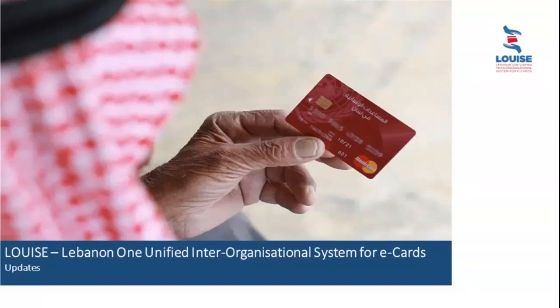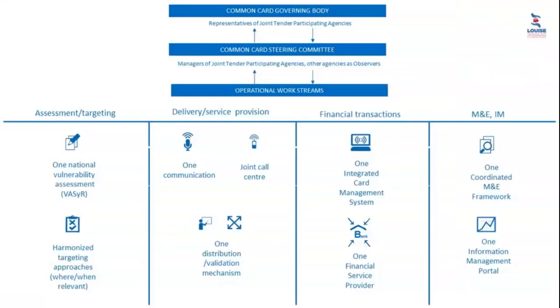Cheers. Hi, thank you. This is Maxime. So I'm going to start with the presentation of the Lebanon One Unified Inter-Organizational System for e-cards, more simply Louise. So Louise is an integrated and interoperable cash delivery and joint platform for delivery of cash that was set up by UNICEF, WFP, UNHCR, and at the time a consortium of NGOs.